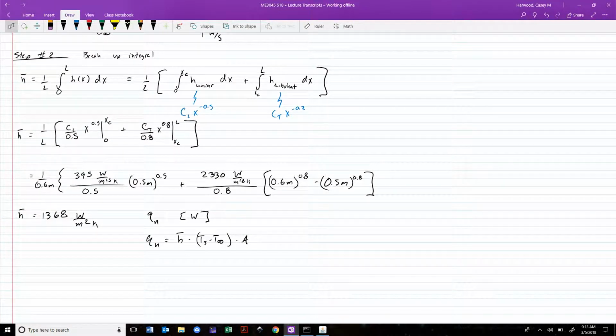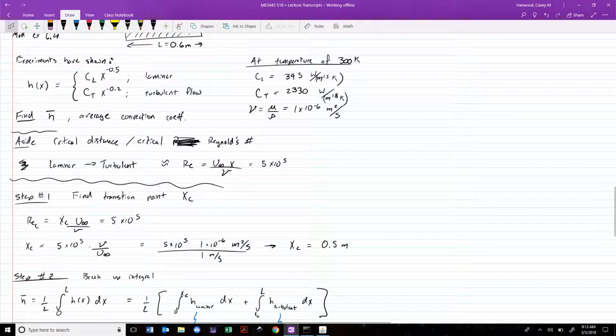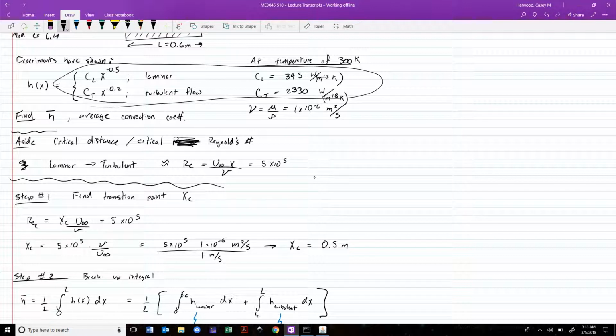And I also just quickly wanted to reiterate that we were given these two expressions for the values of H in each of our flow regimes. One for laminar, one for turbulent.